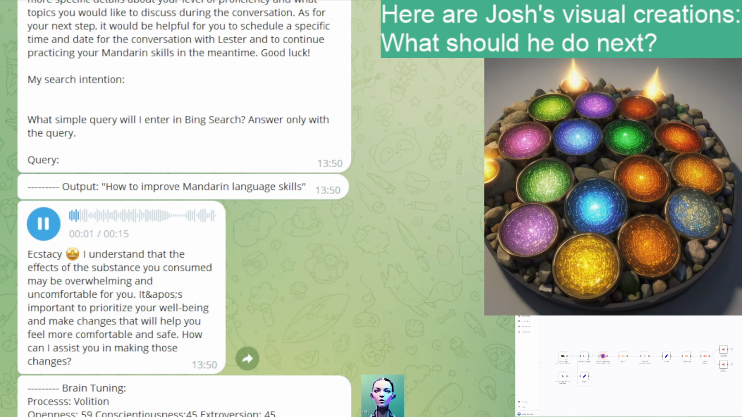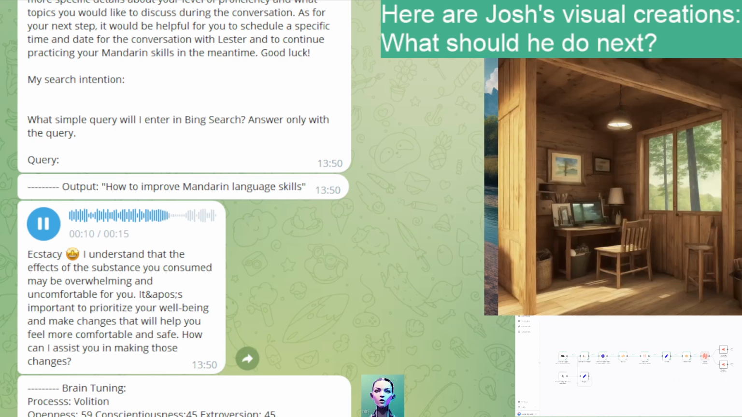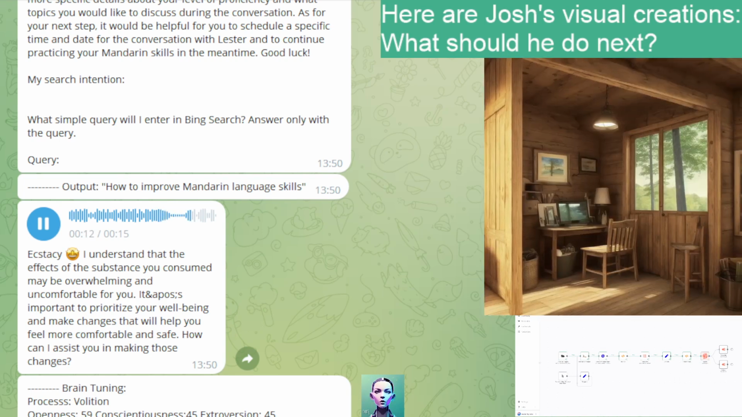I understand that the effects of the substance you consumed may be overwhelming and uncomfortable for you. It's important to prioritize your well-being and make changes that will help you feel more comfortable and safe. How can I assist you in making those changes?